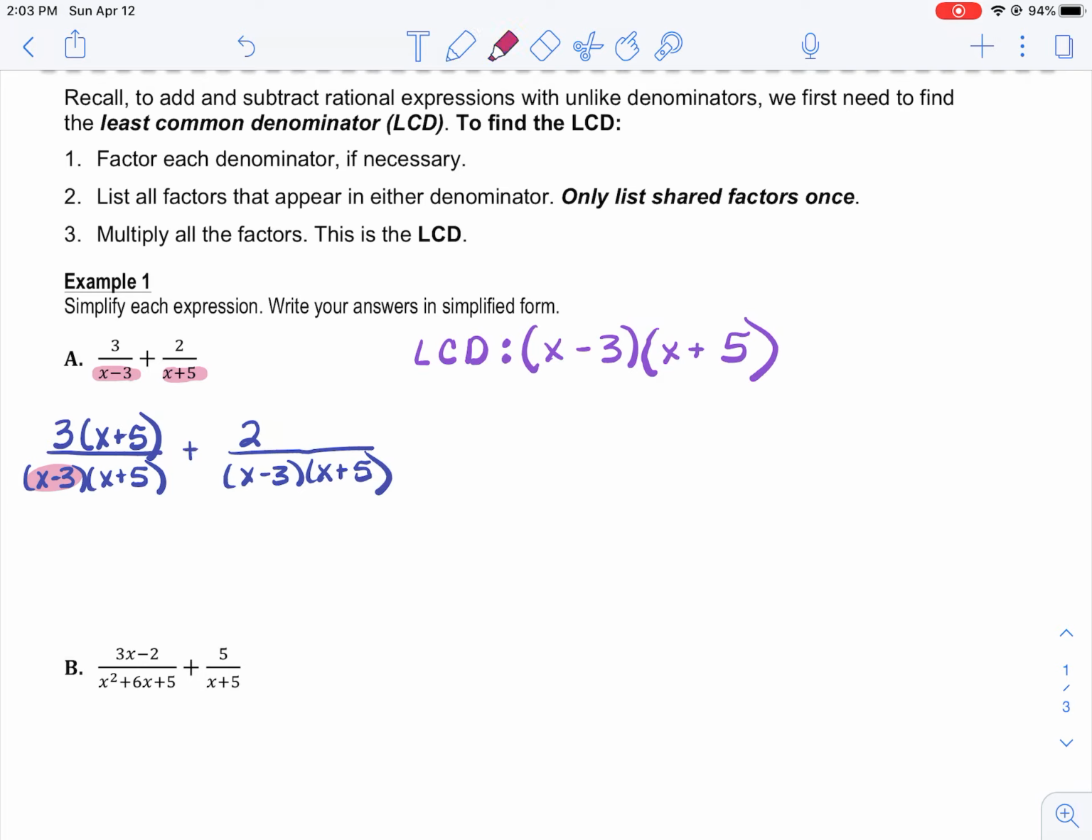And then look at your second denominator. What you started with, x plus 5. What did you multiply that by to get your new denominator? You multiplied by x minus 3. So multiply the top by x minus 3.